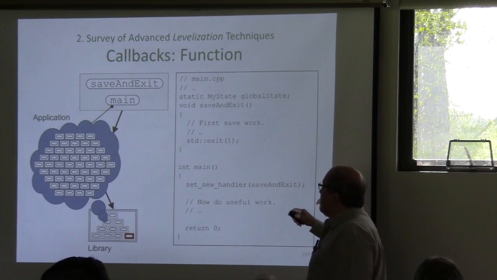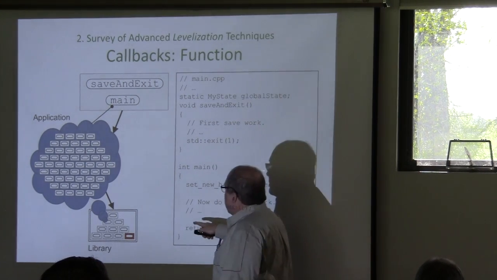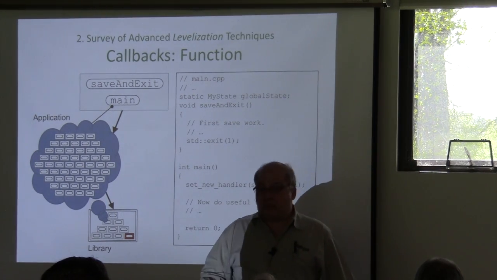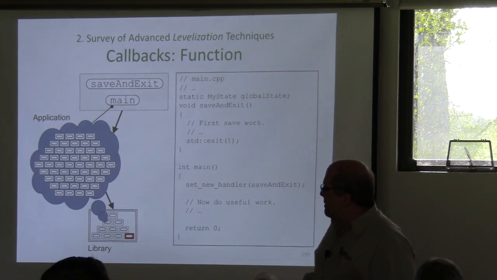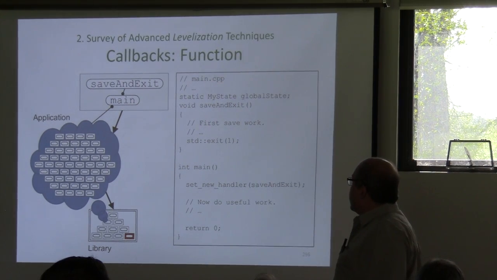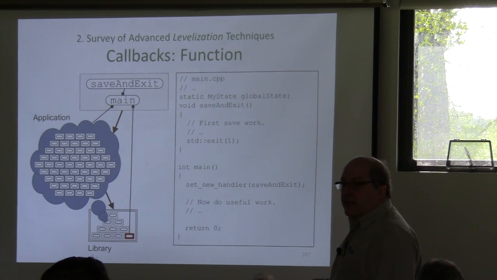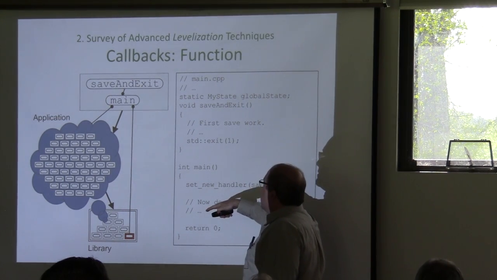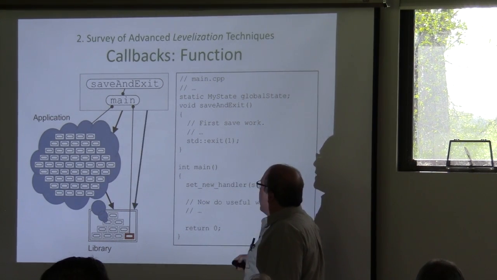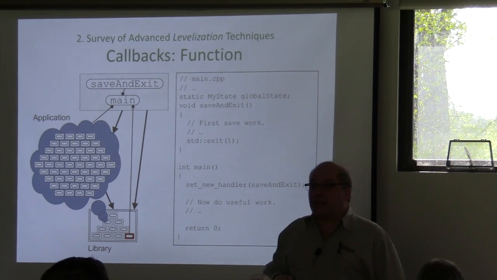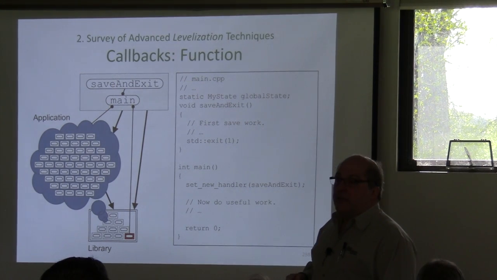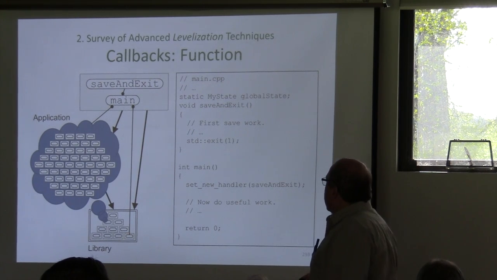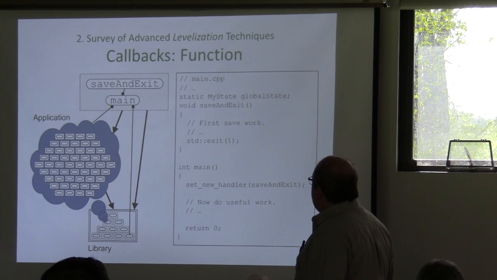create a new handler. The new handler lives somewhere way, way down, like in the standard. And then when main starts up, it installs that handler. And now it's going the other direction. And so now everything is dependent this way. And we don't have any cycle at all. So this is a plain old good callback. Just like it always was. It always worked, it always does, and life is good.